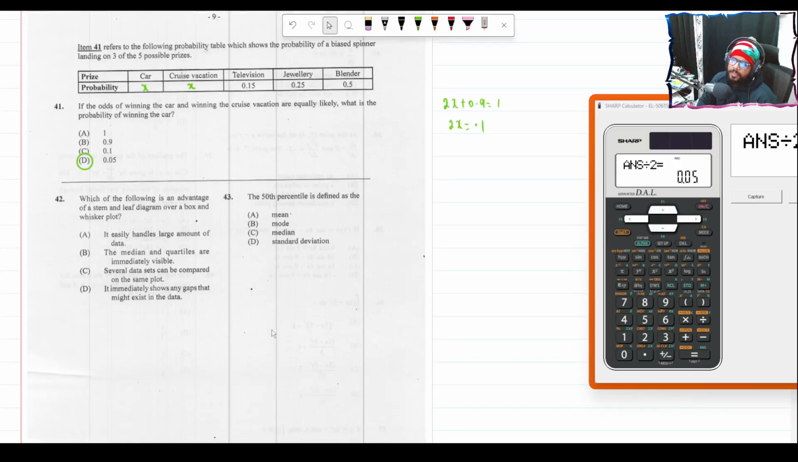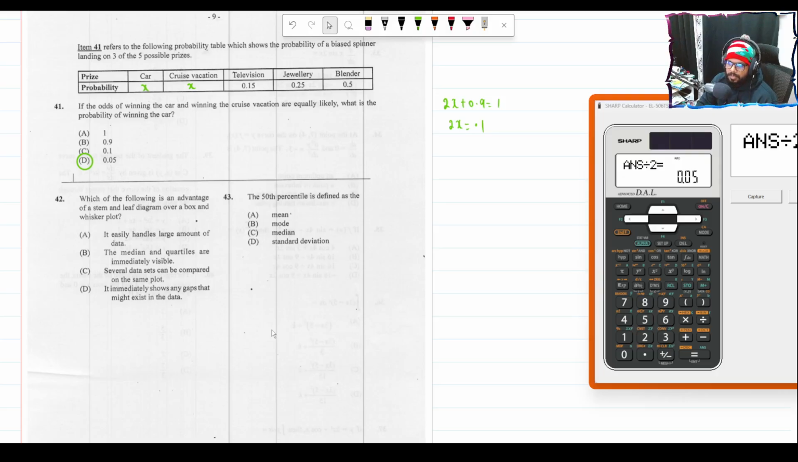Which of the following is an advantage of a stem and leaf diagram over a box and whisker? It easily handles large amounts of data. That's not an advantage, because a box and whisker will handle bigger amounts of values better. The median and quartiles are immediately visible. No, that's an advantage of a box and whisker.